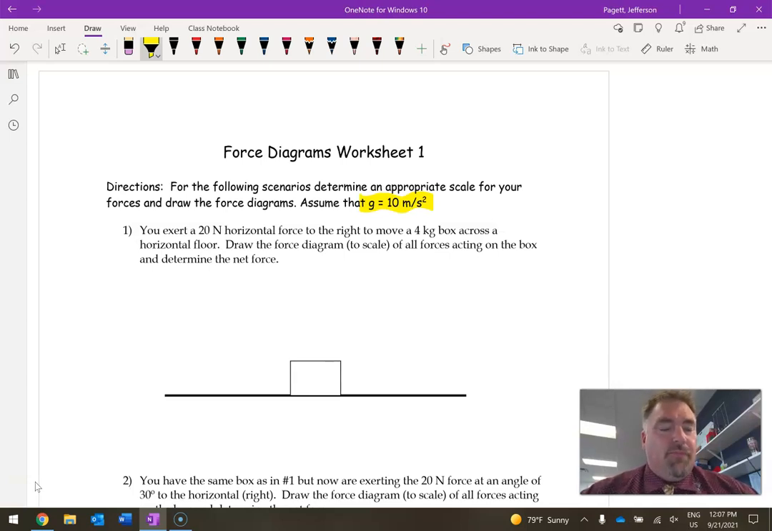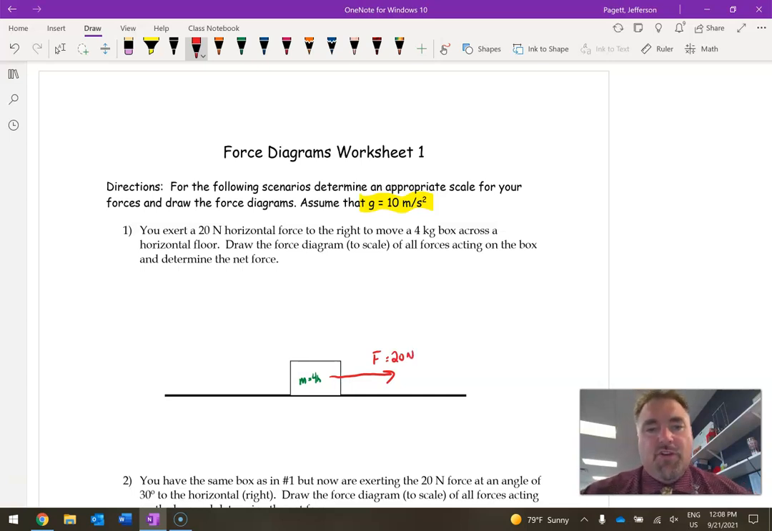But here we read it. We exerted a 20 Newton horizontal force to the right to move a 4 kilogram box. So we know the mass of the box is 4 kilograms. And we know we're exerting a force to the right of 20 newtons. So force applied, I'll just put it as F, is 20 newtons.